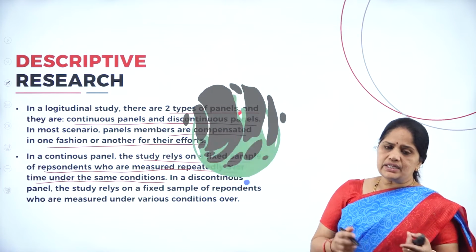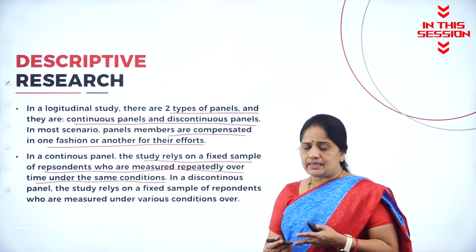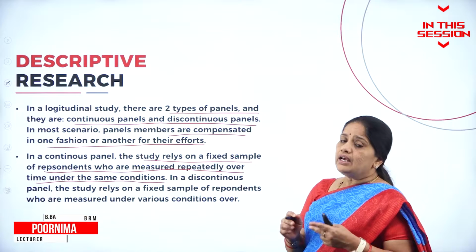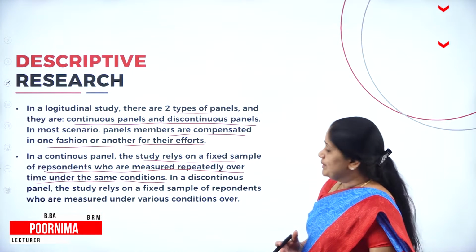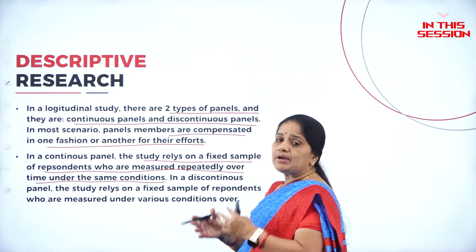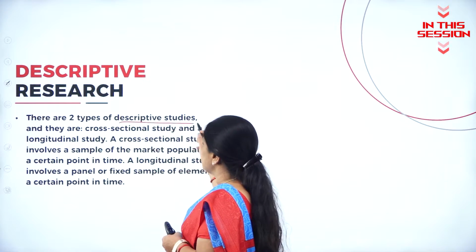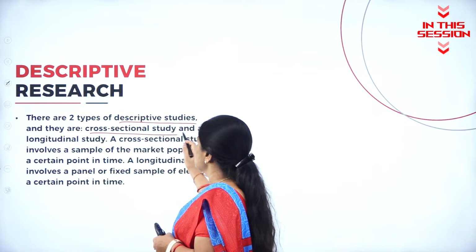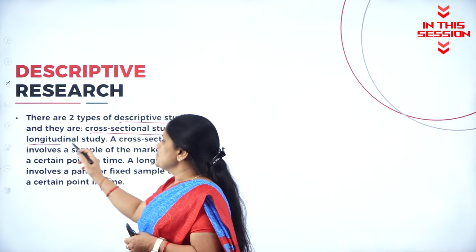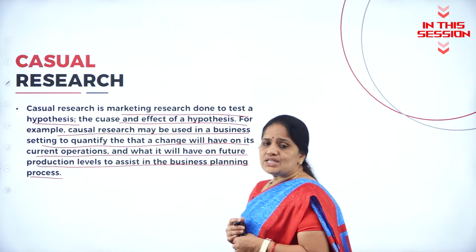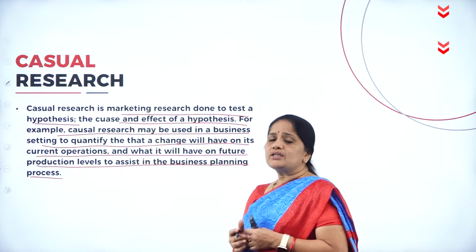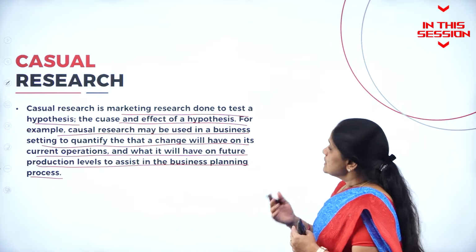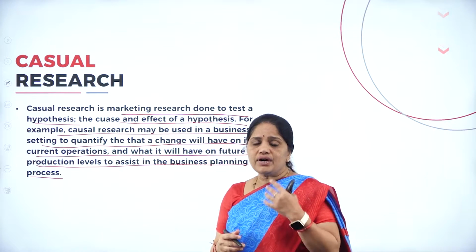You have this continuous panel and the discontinuous panel. In the continuous panel, you have a group of people who will be there and who will be measured over a period of time under the same conditions. There are two types of descriptive studies. They are the cross-sectional study and the longitudinal study. What is causal research? In causal research, we are doing it to test a hypothesis. So, the cause and effect of a hypothesis.